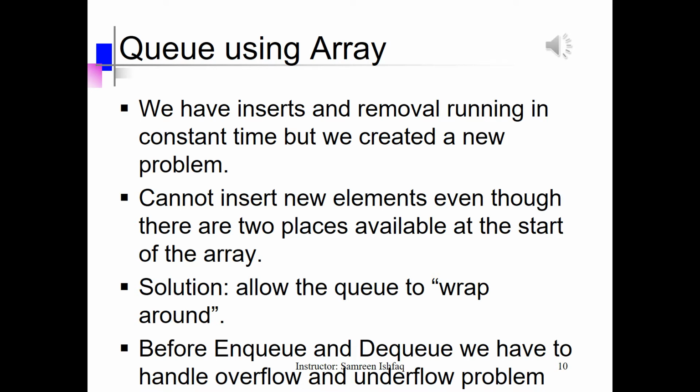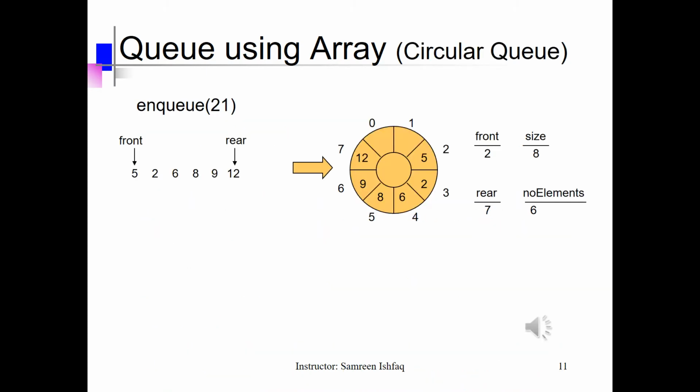So the solution to this problem is to allow the queue to wrap around. It's like a circular queue. And we also need to ensure two problems, underflow problem and overflow problem. Underflow problem before dequeuing operation and overflow problem at the time of enqueue operation. So how can we wrap around? The answer is to use circular queue.